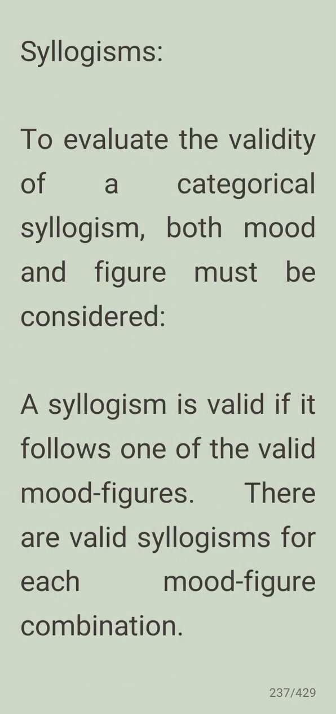Then evaluating syllogisms. To evaluate the validity of a categorical syllogism, both mood and figure must be considered. A syllogism is valid if it follows one of the valid mood-figure combinations. There are valid syllogisms for each mood-figure combination.